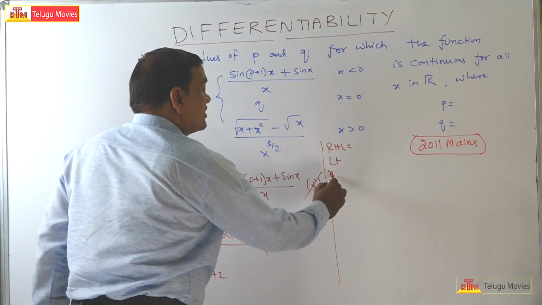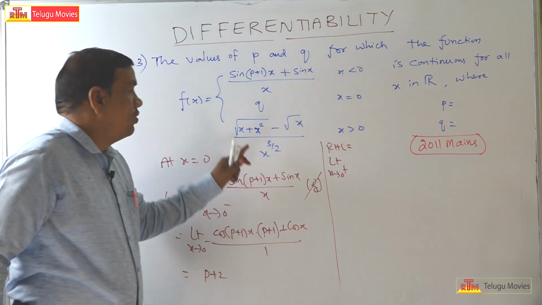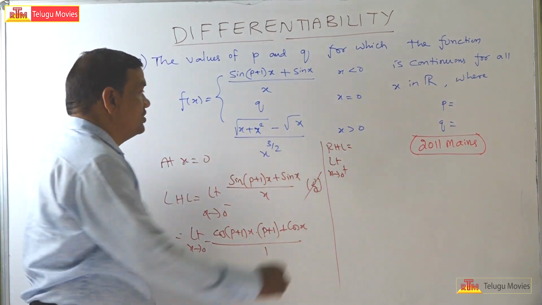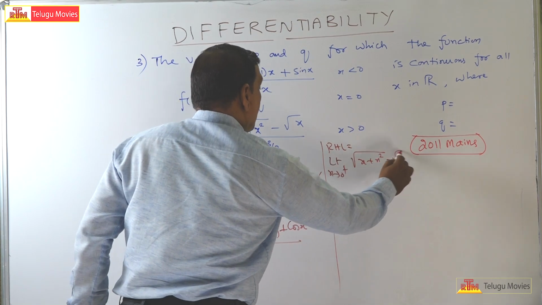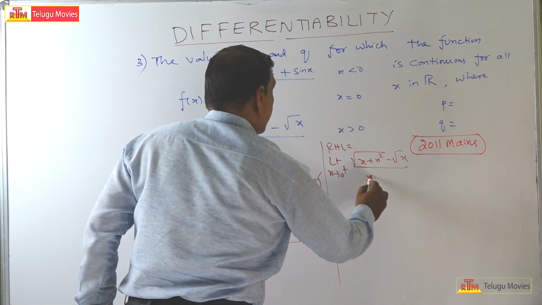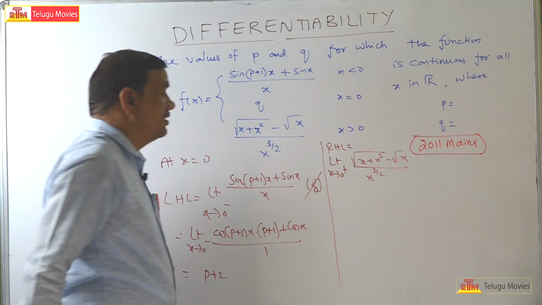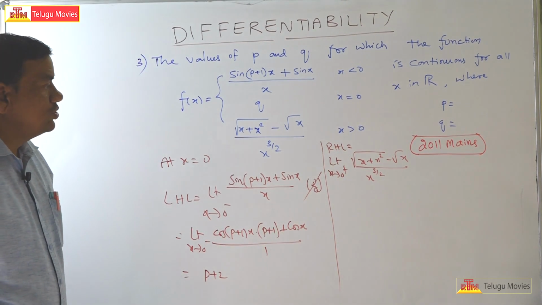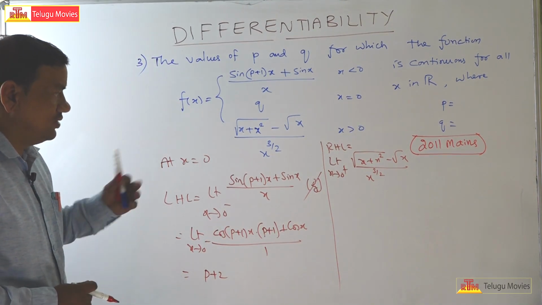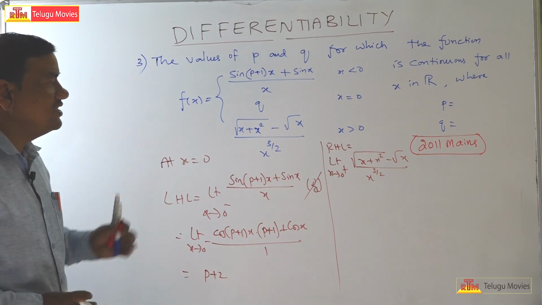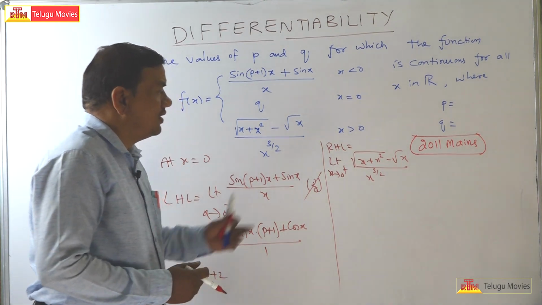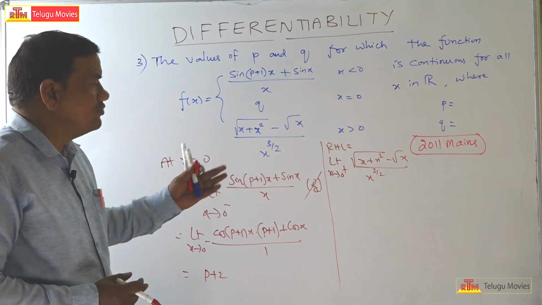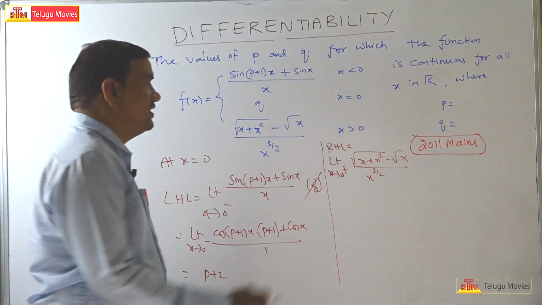Coming to the right hand side derivative, that is equal to RHL, limit x tends to 0 plus. What is the value you got here? So, this is equal to root of (x plus x square) minus root x, by x power 3 by 2. Before doing this problem, you can easily do it in another way, since it is also in the form of 0 by 0. So, you can take the L'Hospital rule.